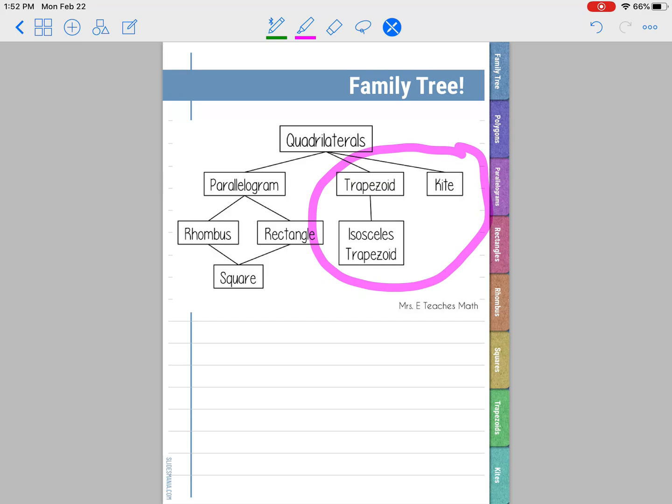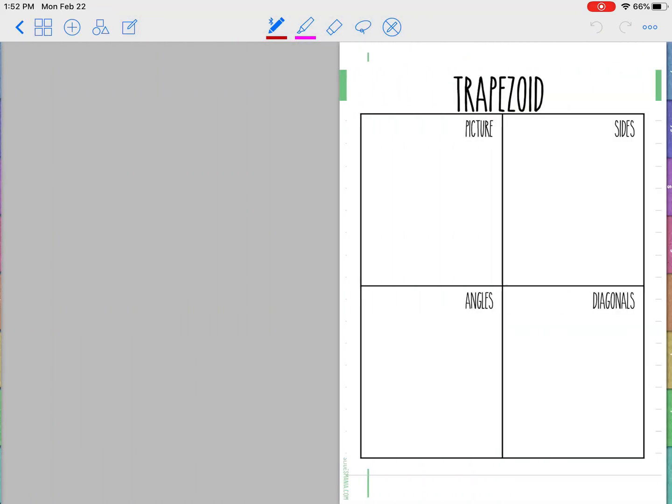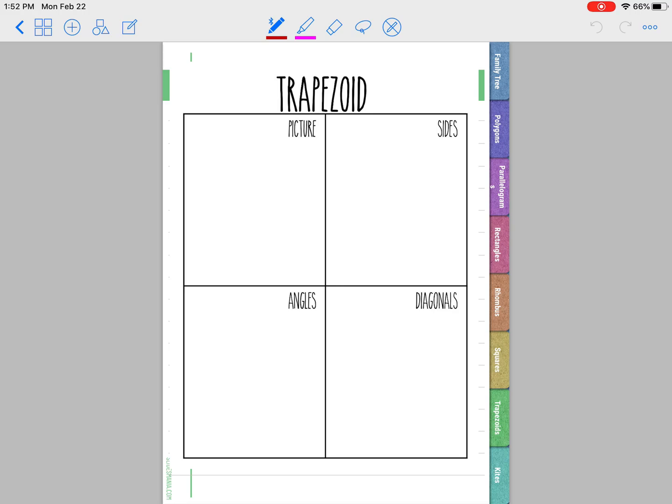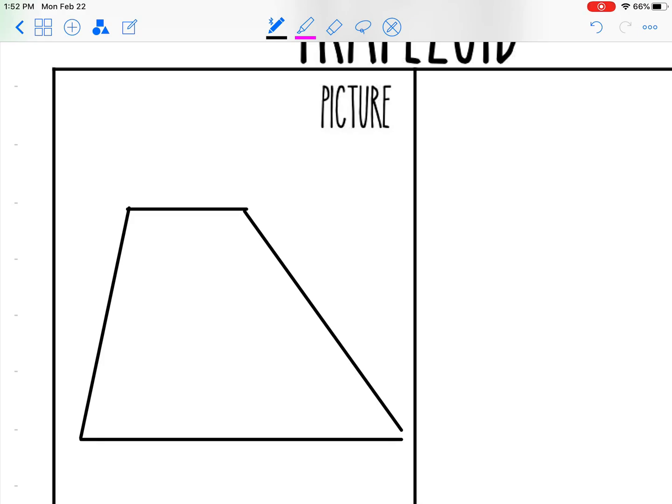So let's go to the section for trapezoids. We're going to talk about 2 different types of trapezoids. We're going to start with just a basic trapezoid, and then we'll get into a specific kind of trapezoid. So go ahead and draw a picture. I would say start with something that looks kind of like this. Maybe if it'll let me do it at a diagonal. There we go. Okay, not perfect, but pretty close to what I need.